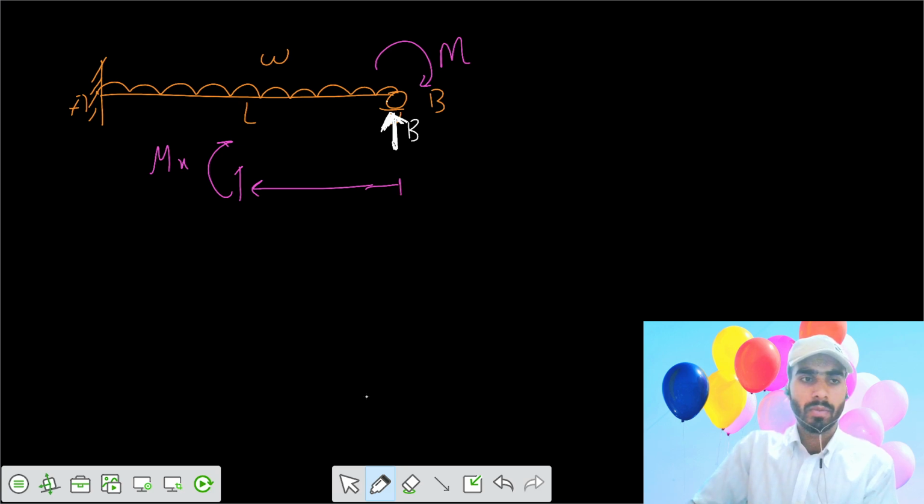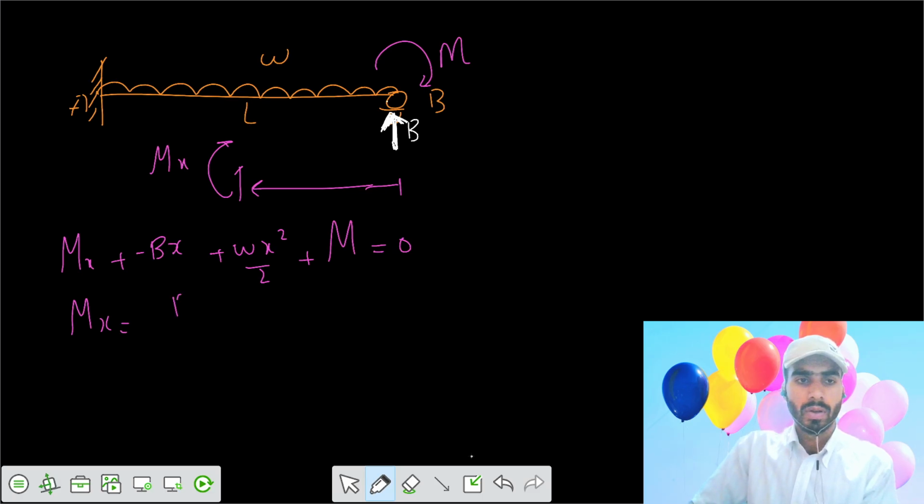What is the value of moment at any x? We write moment at any x: plus B minus times B into x, then we have positive wx square by 2, then you applied a clockwise moment of m. We equate it with 0. Then the value of moment at any x, Mx, equals B into x minus wx square by 2 minus m.